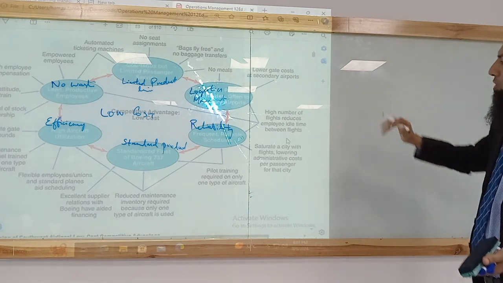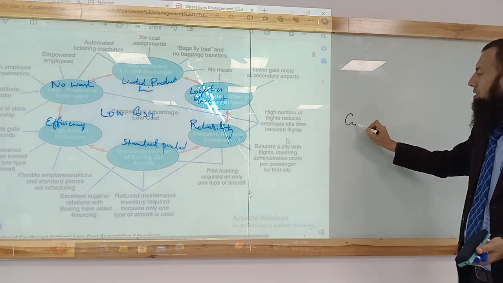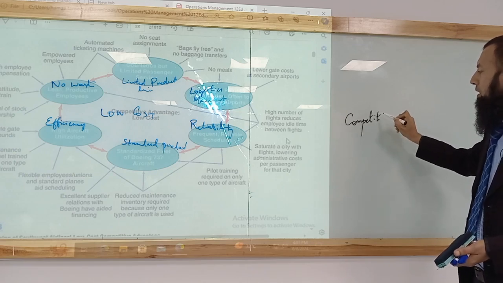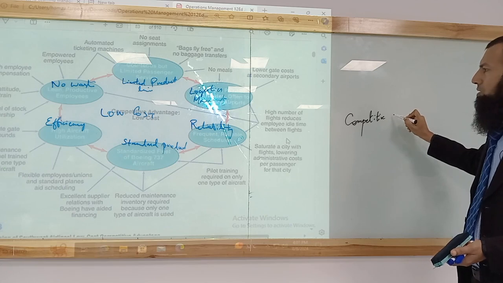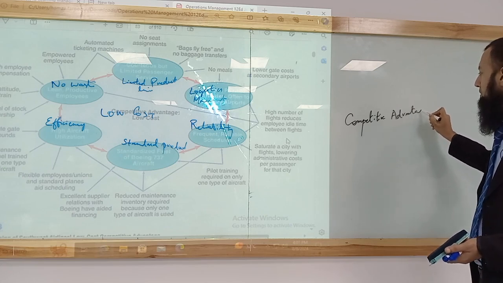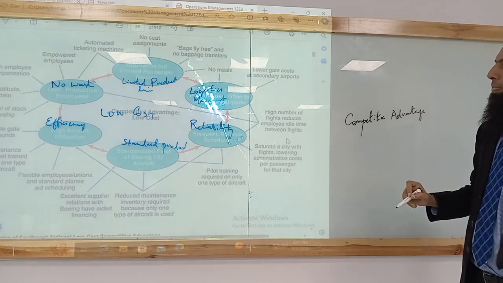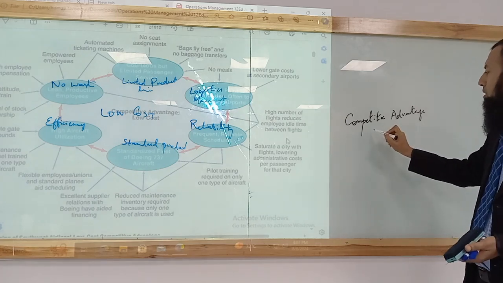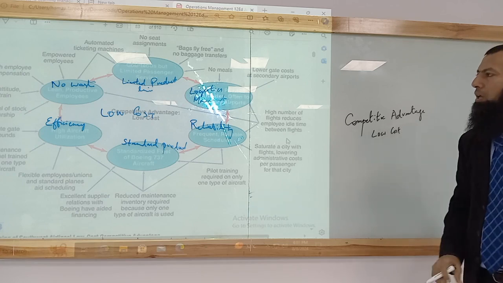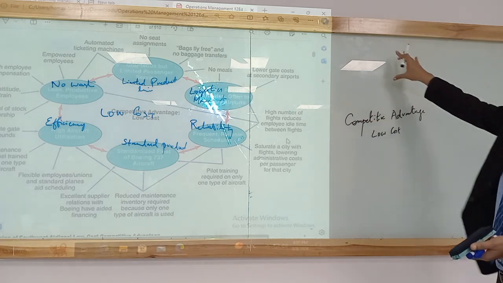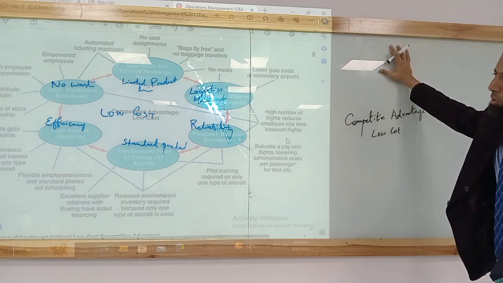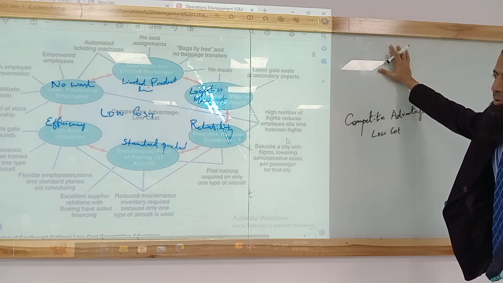When we talk about the comparative advantage of Imtiaz store, comparative advantage of low cost. ठीक है, ऐसा ही है. अच्छा, key success factors. We start with the key success factors. So first is the limited product line. Yes, they have a limited product line.